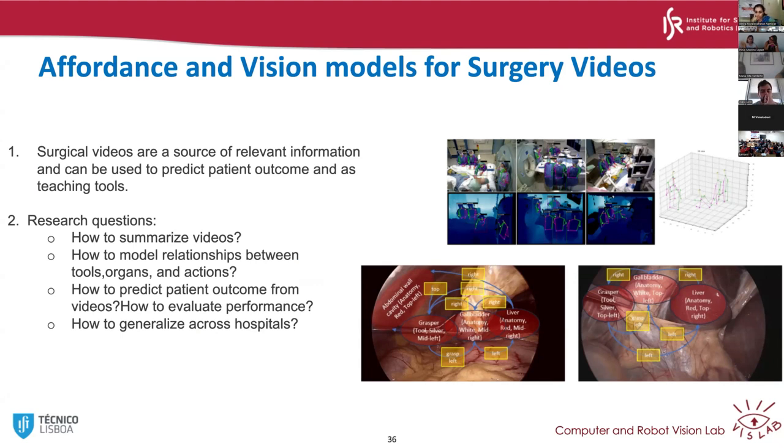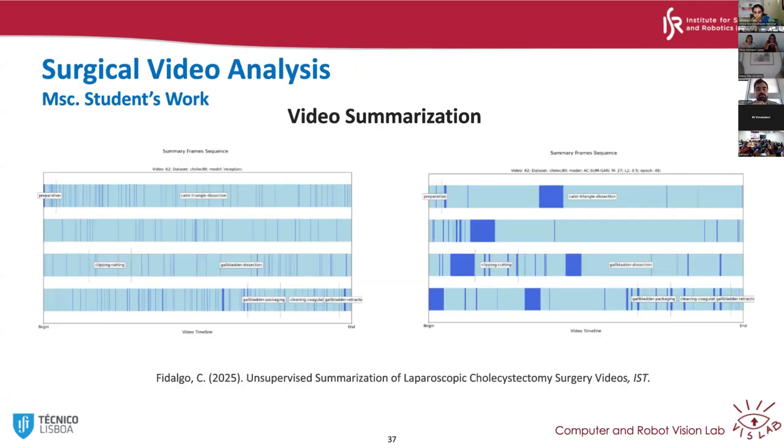How do we model? And that's where, for example, the affordance model comes into play, the relationship between tools, organs, so the surgical tools that the surgeon is using, the organs, and the actions that the surgeon is performing, like in the figure here. How to predict patient outcomes from the videos, how to generalize across centers. So we have several research questions. I will just show an example.